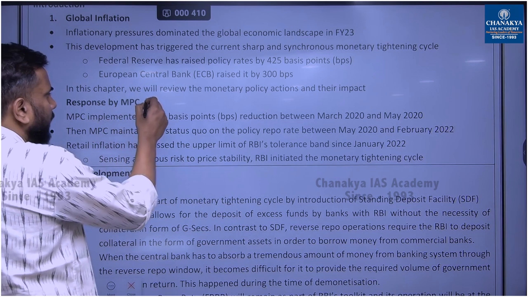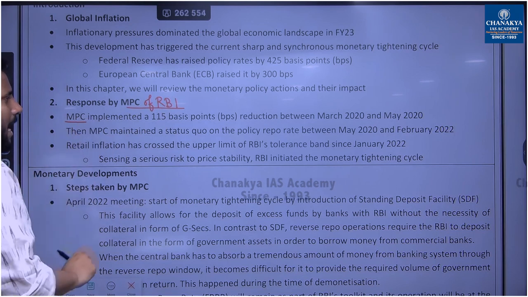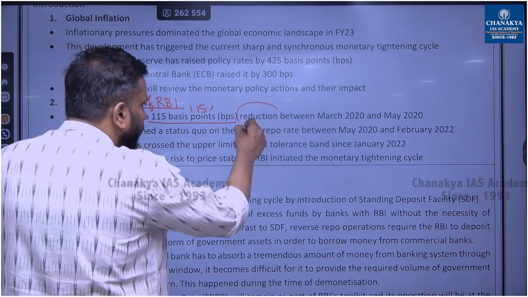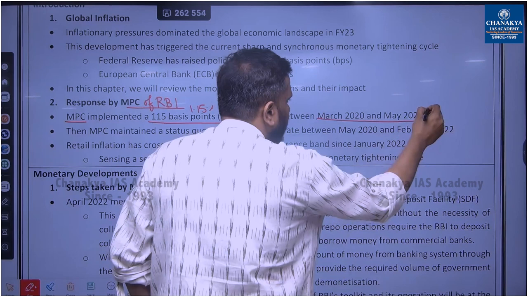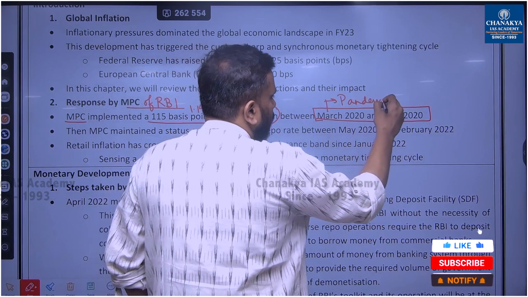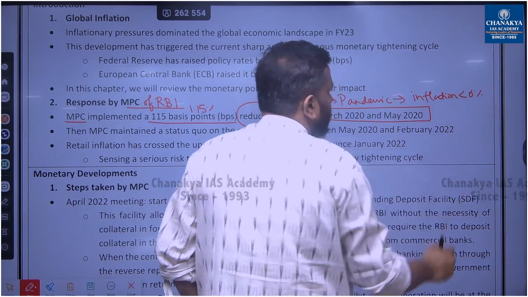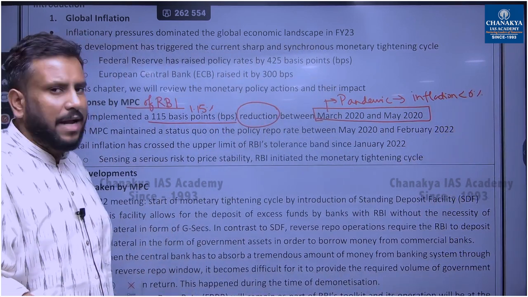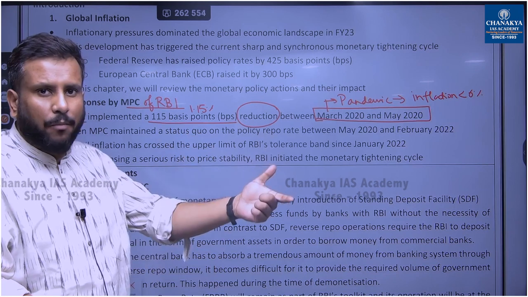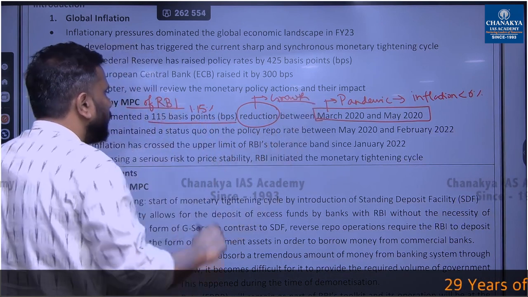Response by the Monetary Policy Committee of RBI. So the Monetary Policy Committee has implemented a 115 basis point, that is 1.15%, reduction between March 2020 and May 2020. So this was the period of pandemic. In the pandemic, the inflation was well below 6%. So inflation was not a challenge. So that is why the RBI reduced the repo rate in order to ensure its second most important priority, that is growth.